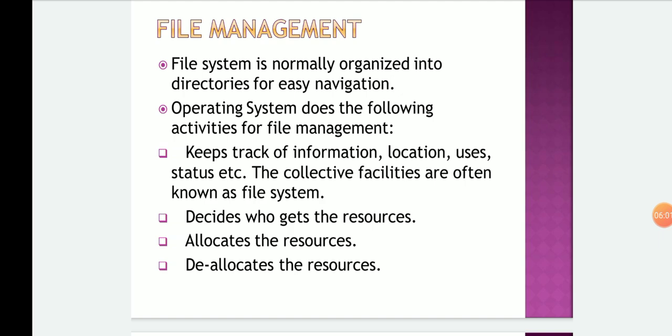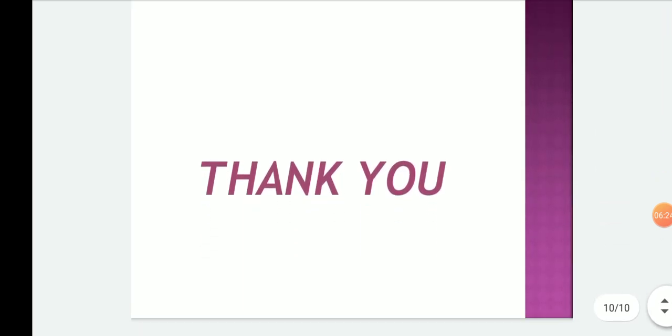The same way. Operating system does the following activities for file management. It keeps track of information, location, uses, status, etc. These collective facilities are often known as the file system. It also decides who gets the resource, allocates the resource, and deallocates the resource. These are the functions of the operating system, so it is very important. The role of the operating system is very vital for a computer.